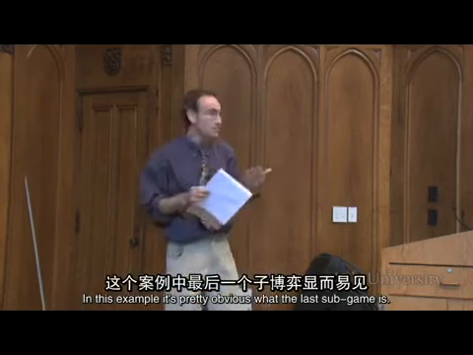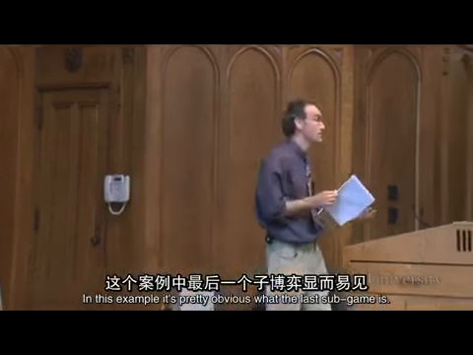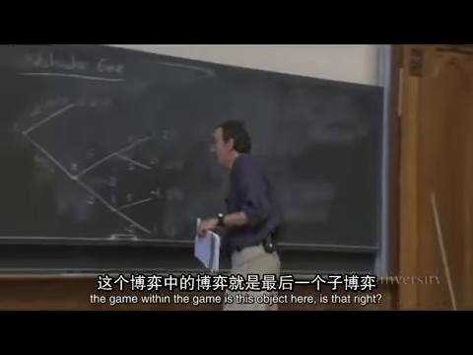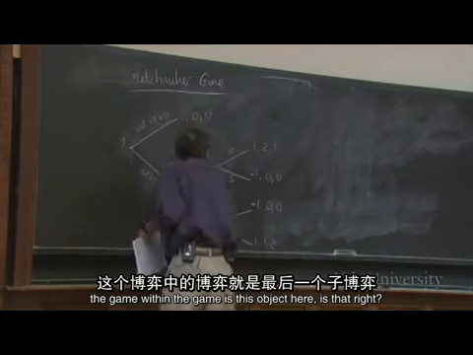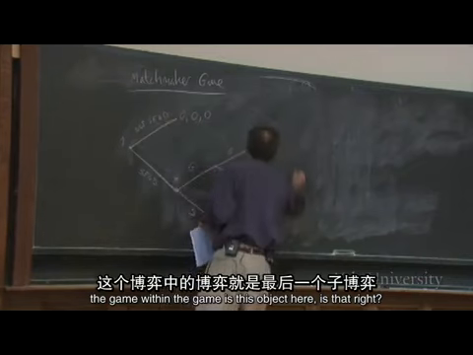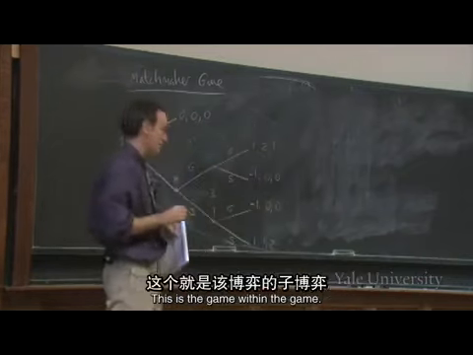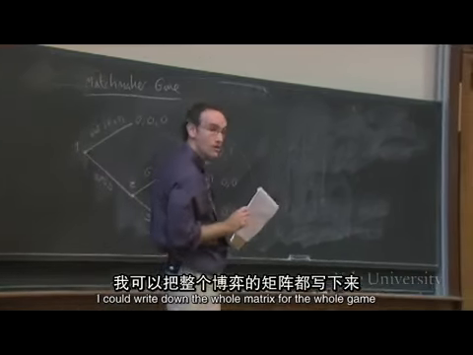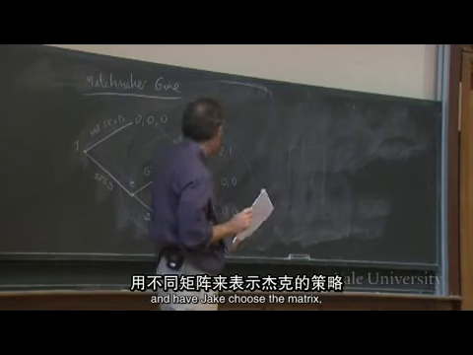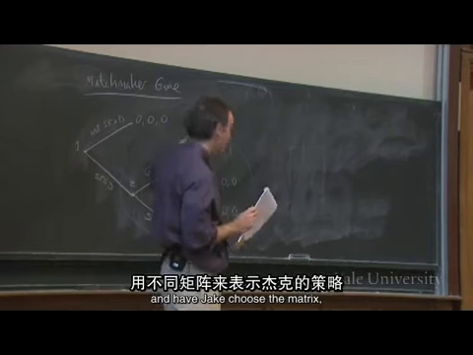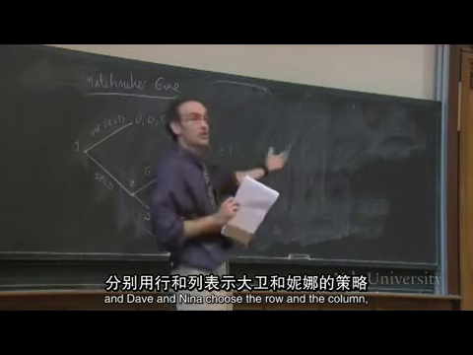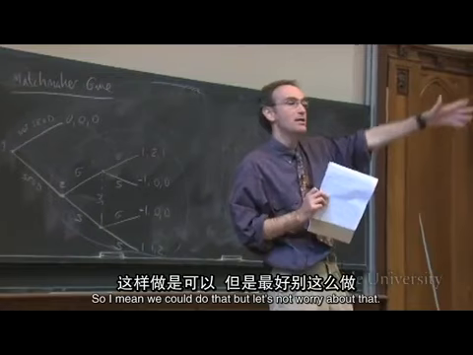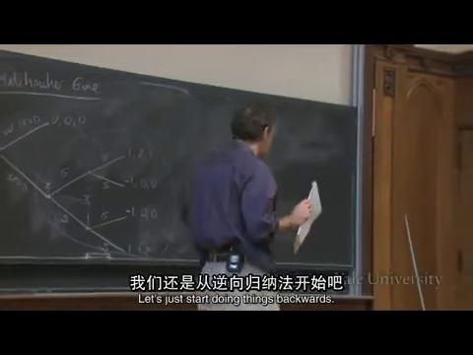And in this example, it's pretty obvious what the last subgame is, right? The last subgame, the game within a game, there is only really one, the game within the game is this object here. Is that right? This is the game within the game. Now, at this stage, I could do something else. I could write down the whole matrix for the whole game and have Jake choose the matrix and Dave and Nina choose the row and the column, but that's going to get us astray. So we could do that, but let's not worry about that. Let's just start doing things backwards.